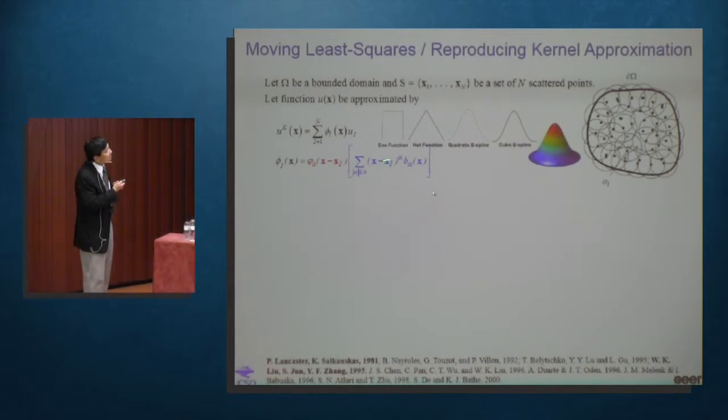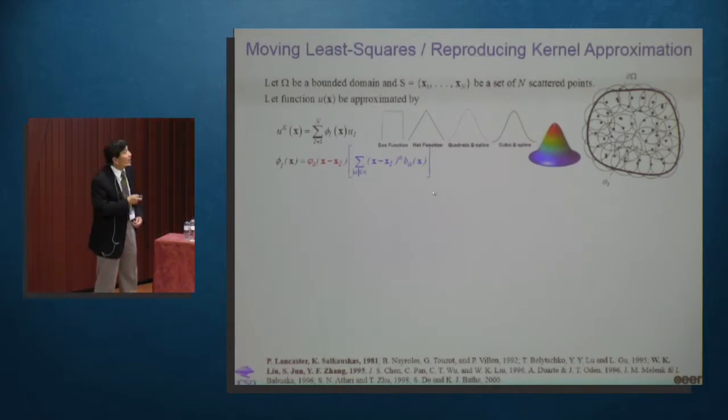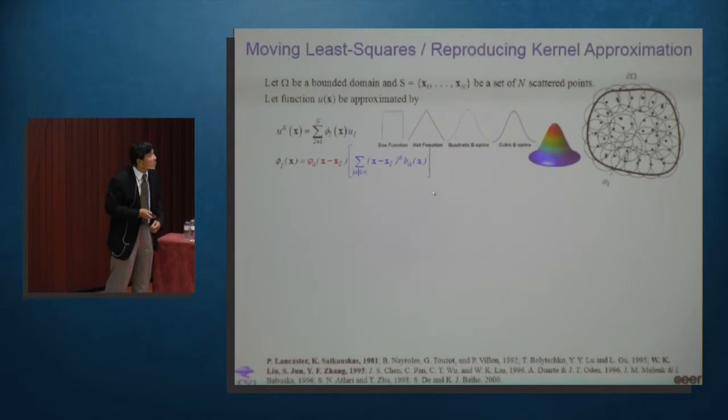And then the second part of the approximation is a linear combination of some basis functions. And typically you use monomials. If I have nth order monomials here, then I expect to get an nth order completeness in the approximation. Okay, so that's how this approximation is constructed.